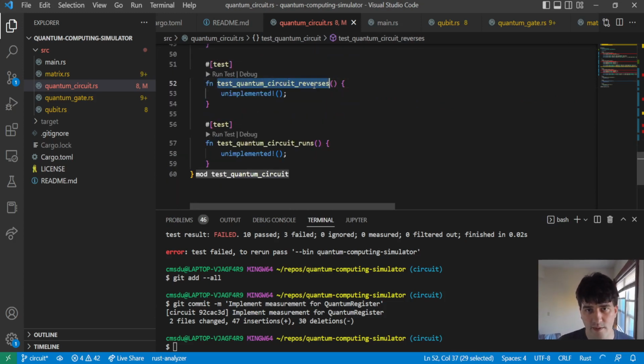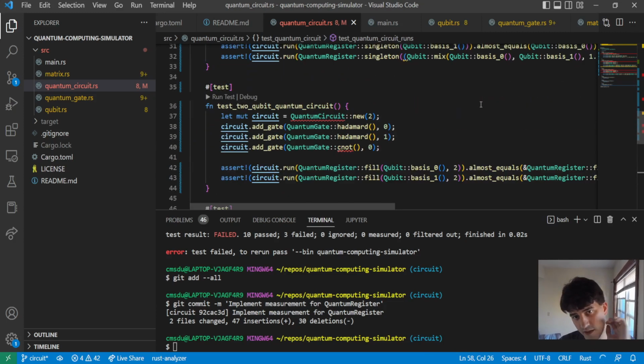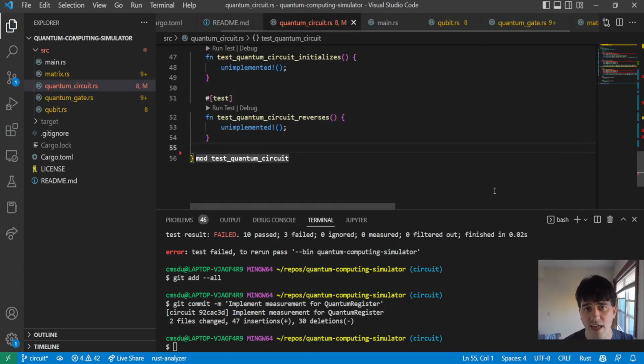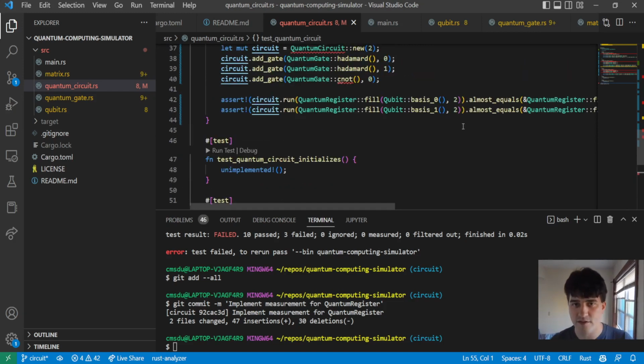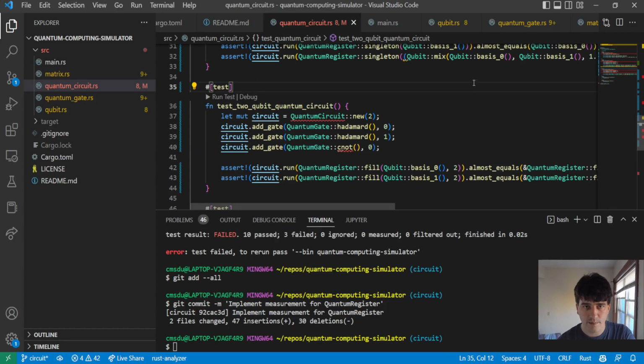Cool. And the other things we want to implement are reversing the circuit and actually running the circuit. But I guess we're already running the circuit here a bunch of times, so probably don't need a specific test for that. But I do want to be able to reverse the circuit because one thing I'm hoping to get to today is the quantum Fourier transform and the inverse quantum Fourier transform, and one of them is just the inverse of the other, or the reverse. You just reverse it, so that would be cool to be able to do.